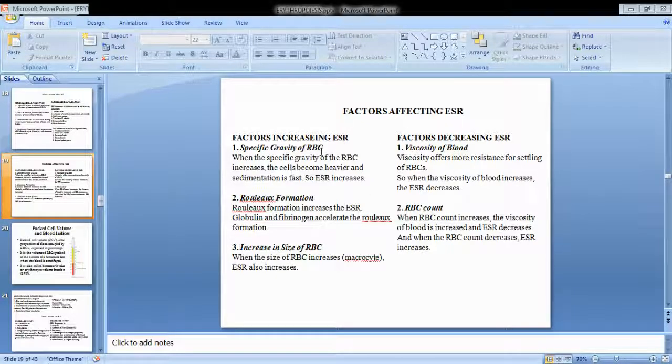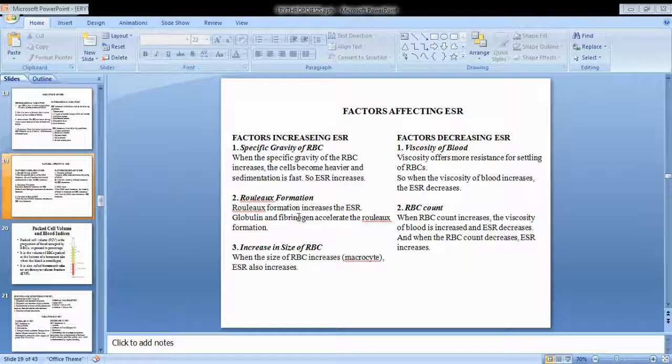The specific gravity of the RBC affects the ESR. So, what happens when the specific gravity of the RBC increases? The cells become heavier and sedimentation is fast. That is why the ESR increases. When the number of RBC cells increases, what will happen? The specific gravity of the RBC also becomes more. So the heavier the RBC, the faster it will settle down. So ESR will be faster.